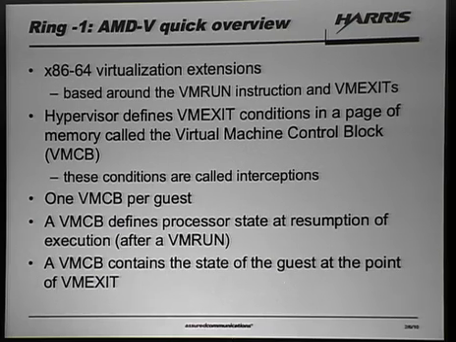So what is AMD-V? AMD-V is the x86-64 virtualization extensions for AMD. It's based around the VMRUN instruction, and I'll show a diagram on how that really works. But the idea is you have a VMRUN instruction, you have a VMCB, and together the VMCB defines exit conditions, or when you would transfer control back from your guest to the virtual machine monitor. At which point the state of that virtual machine is saved inside the virtual machine control block on the exit.